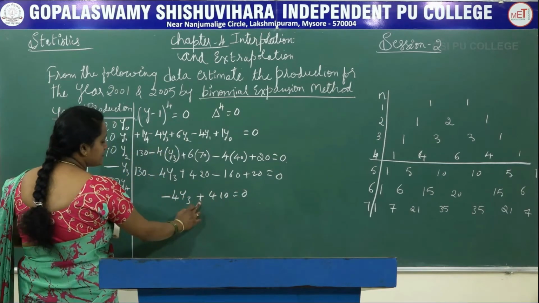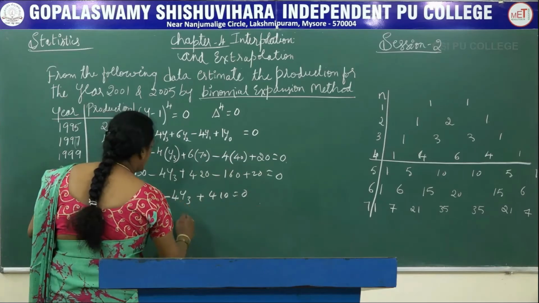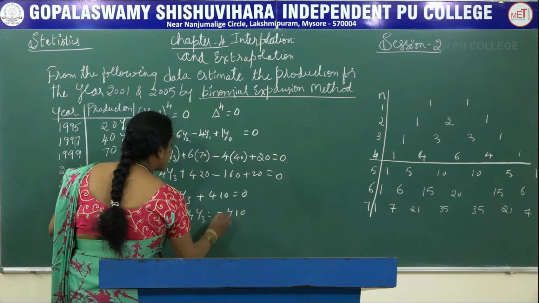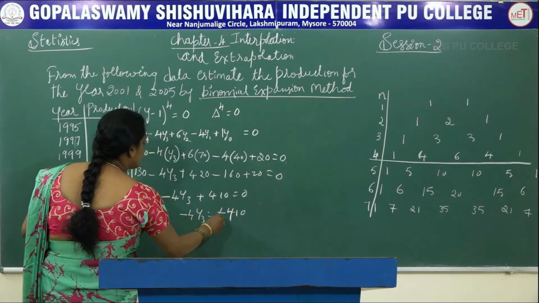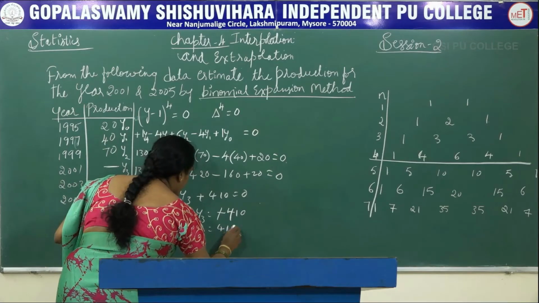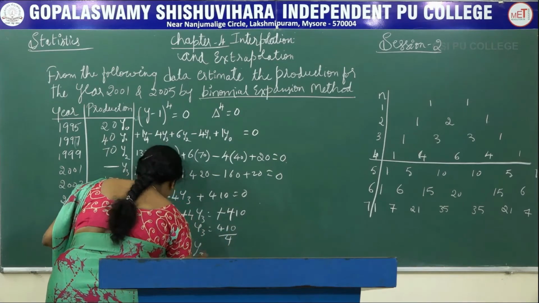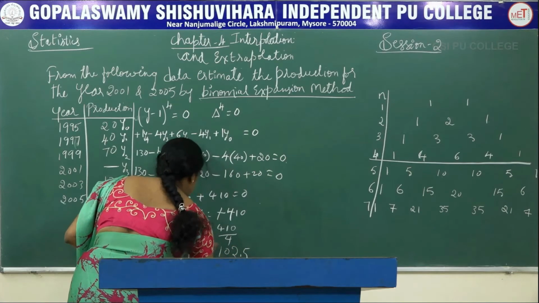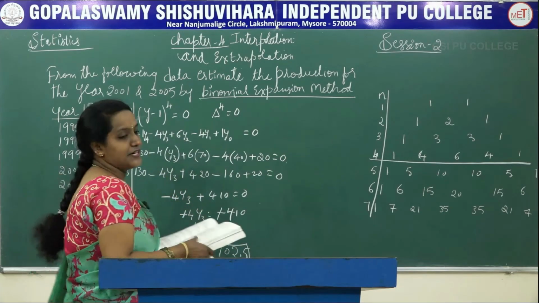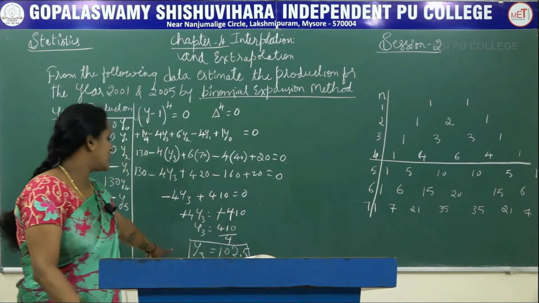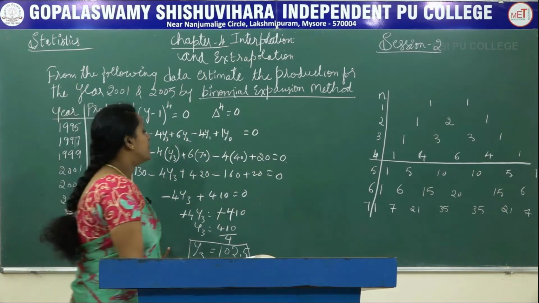I'll shift this plus 410 to the other side. So minus 4y3 is equal to minus 410. This minus will get cancelled. So y3 is 410 by 4. So our y3 value is 102.5. After simplifying these values, you will get the y3 value as 102.5.